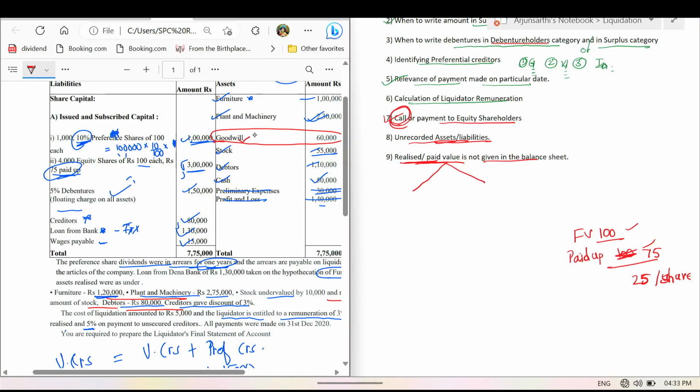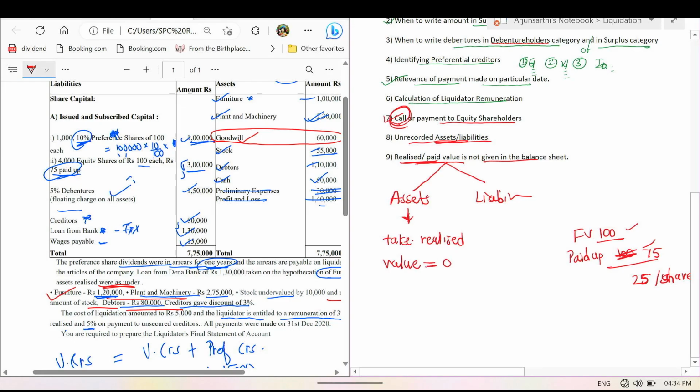Okay, then what to do? Have you understood the case? In the balance sheet we have the book value, but in the information part we do not have any realized value. Then we will divide this into two parts, assets and liabilities. If the realized value of an asset is not given, then take realized value equal to 0. Consider realized value equal to 0. What about the liability? If the paid value for that liability is not given in the balance sheet.